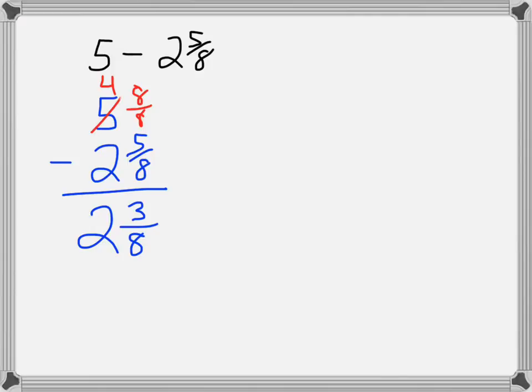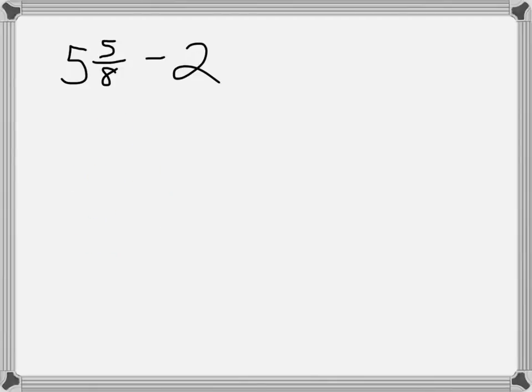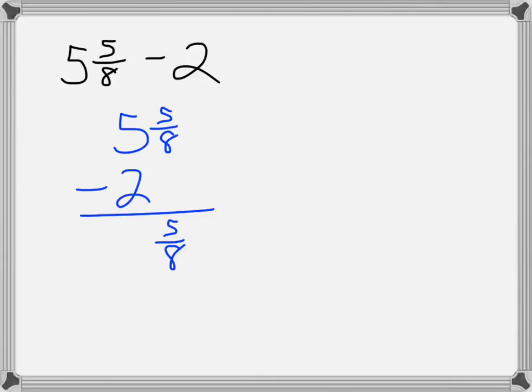If the fraction that's by itself is on the top instead of on the bottom, like this problem, then there's no need for the borrowing. The 5/8 just drops down. Think of it as 5/8 minus 0. And 5 minus 2 is 3.